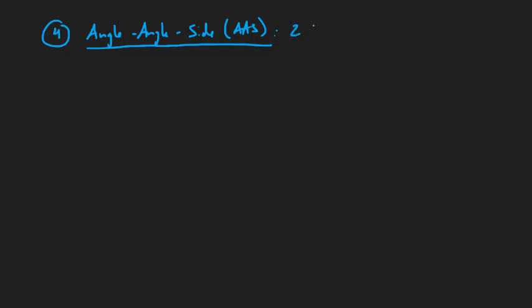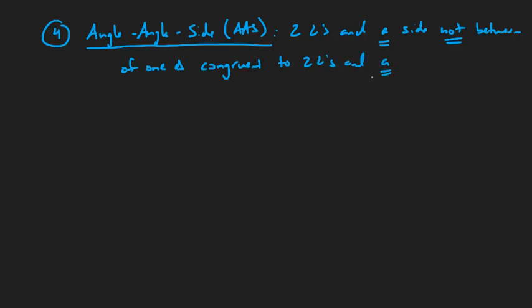So now we want two angles and a side not between of one triangle, congruent to two angles, and a side not between of another triangle.